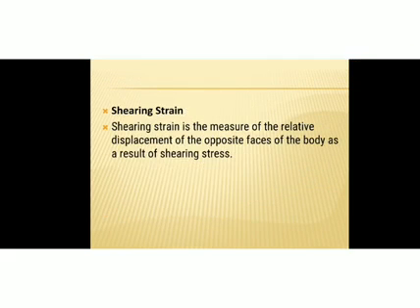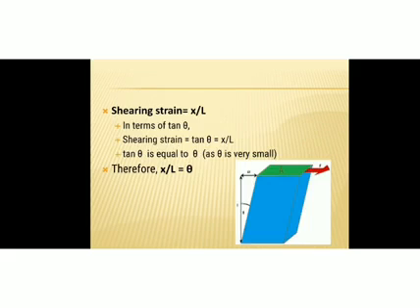Now the next type of stress was shearing stress. So corresponding to shearing stress we have shearing strain, and shearing strain is the measure of relative displacement of the opposite faces of the body as a result of shearing stress. Here, by looking at the figure, we can understand shearing stress. Whenever we apply a tangential force parallel to the surface of the object, keeping the lower surface fixed, there will be a change in the shape of the object, and the stress developed is the shearing stress. The corresponding strain will be shearing strain.